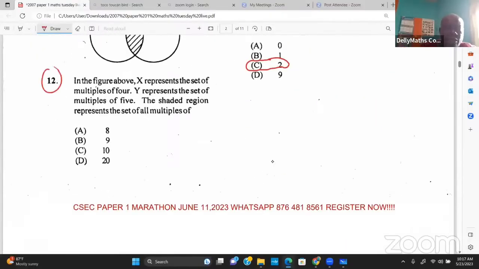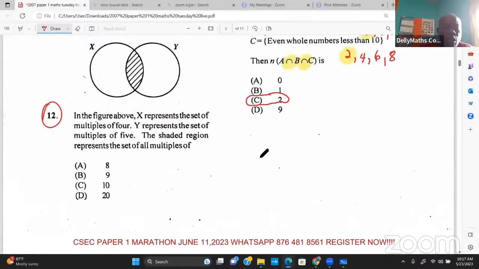All right, let's take a look at number 12. In the figure above, X represents the set of multiples of 4, right? So this X is the multiples of 4. Y would be the set of multiples of 5, right? Then the shaded region could be 1. So we want to list our multiples of 4: 4, 8, keep adding 4, 16, 20, I'll stop at 24, and it goes on to infinity.